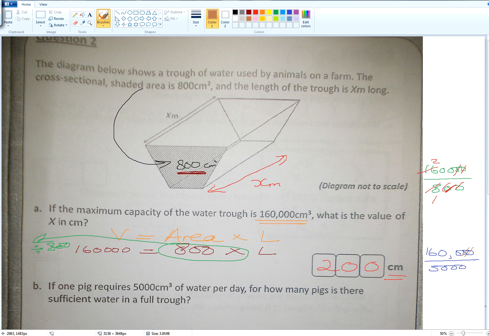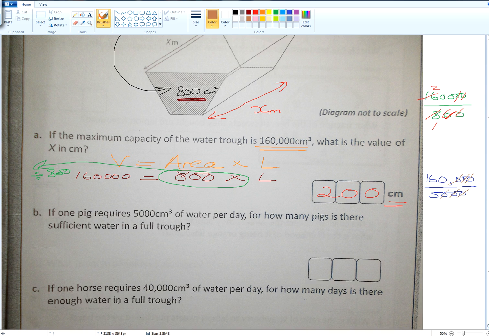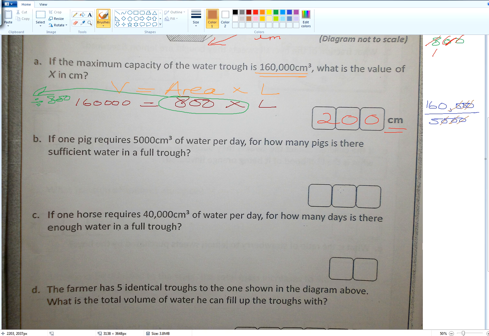So let's do that. We divide the top by 1,000, divide the bottom by 1,000. So we now have 160 divided by 5. What's 160 divided by 5, folks? 30. 32. Well done. So there's enough for 32. Okay, let's move this down a bit. So the answer here would be 32.